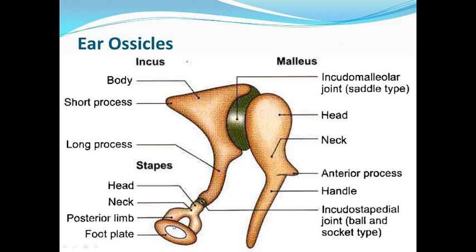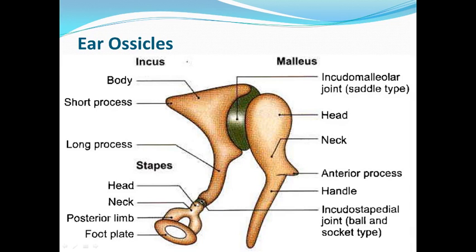Now talking about the third ear ossicle, that is the stapes. The stapes is known by its name because it is shaped like a stirrup. You can see it is shaped like a stirrup, and this stapes is the smallest ear ossicle and the most medially placed also. Now, there are the following parts in this stapes, as you can see in this figure.